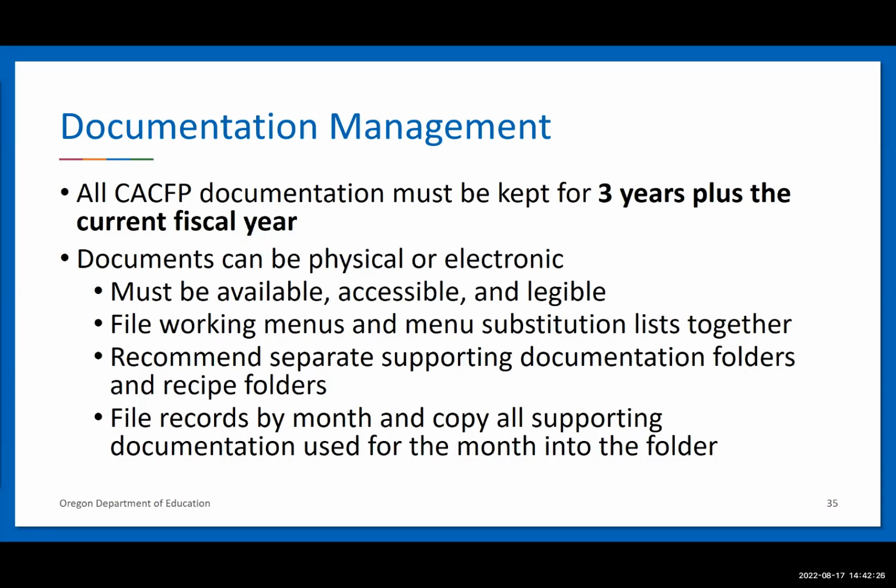This way, you don't need to constantly ask your kitchen staff for copies of the recipes when you are checking on crediting. And finally, it's helpful to organize your files by month and copy all the supporting documentation that's used for that month into the folder. This is easier and less costly with electronic records since it doesn't incur print costs. The main benefit of doing this is that you can easily track your supporting documentation when you're doing a claim edit check.